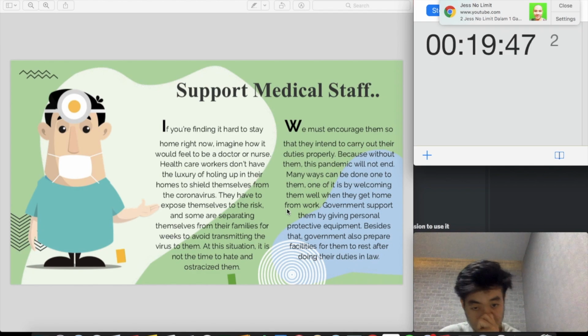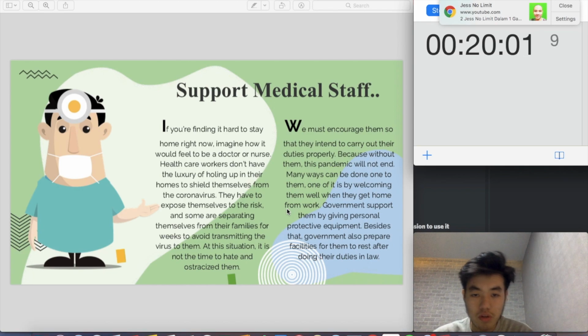In this situation, it is not the time to hate and ostracize them. We must encourage them so they carry out their duties properly, because without them, this pandemic will not end. Many ways can be done. One of them is by welcoming them when they are going home from work.